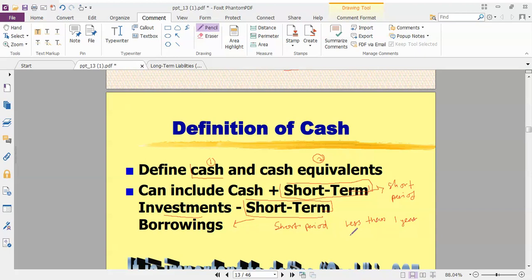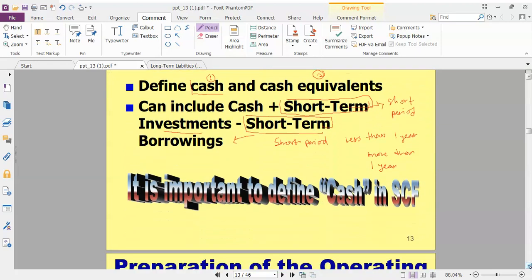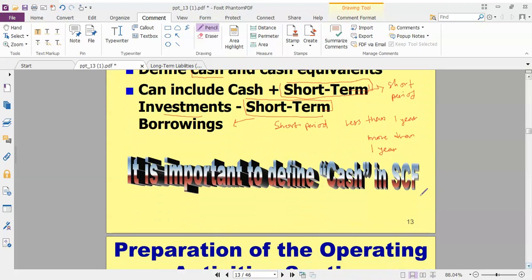If we invest or borrow over a long period, we call it long term, which is more than 1 year. That is the difference between short term and long term. It is important to define the cash. So you must know that cash also includes short-term investment minus short-term borrowing.